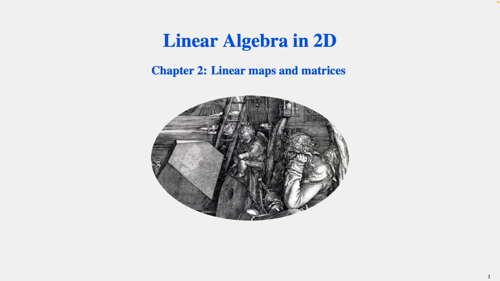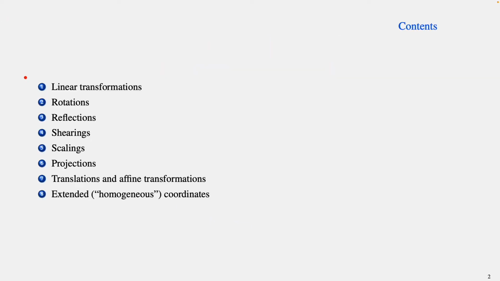Welcome, ladies and gentlemen, to Chapter 2 of my course on linear algebra in 2D. In this video we are going to learn about the essential geometric transformations of the plane. So first we're going to learn what linear transformations are, also known as linear maps. And then I'm going to go through the major examples, so rotations, reflections, shearings, scalings, and projections.